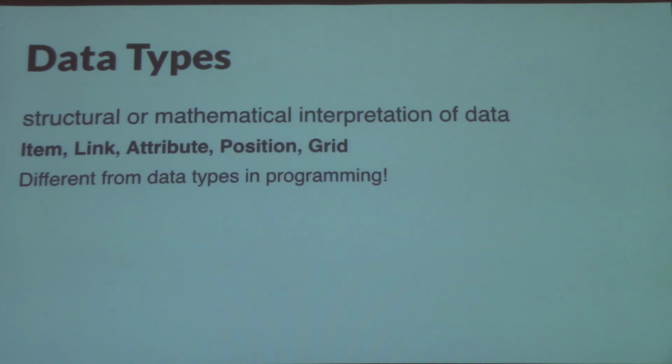And then the data types themselves, they're the structural or mathematical interpretation of the data. So things like item, link, attribute, position, or grid. And those are different from data types in programming here. Like a link could be an integer pointing to an index of something else. An item could be a string or a number. A position is probably referred to by a combination of integers and so on. So these data types are different from what you would have in programming. Just a word of caution here.